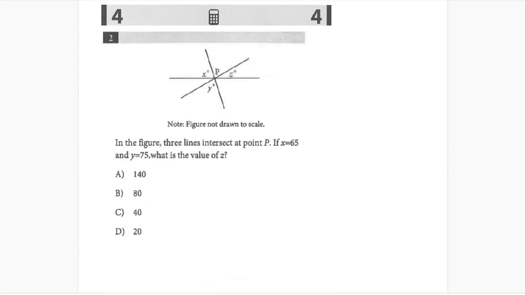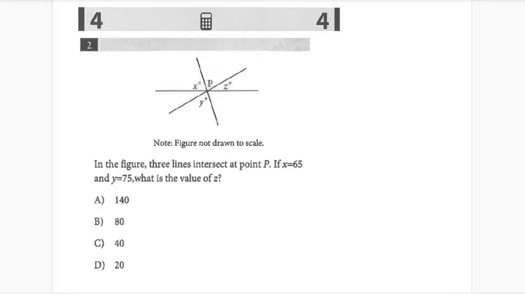So it looks like we have a geometry problem here. All right, so the first thing we want to notice is that the figure is not drawn to scale. So angles that look bigger than other angles might not really be true. So in the figure, 3 lines intersect at point P. If x is 65 degrees, so we have 65 degrees there, and y is 75 degrees, so we'll put that right here. What is the value of z? So ultimately, we are looking for this angle right here.